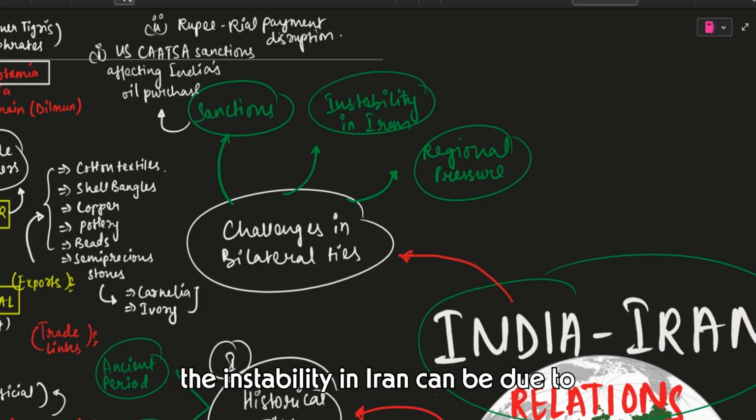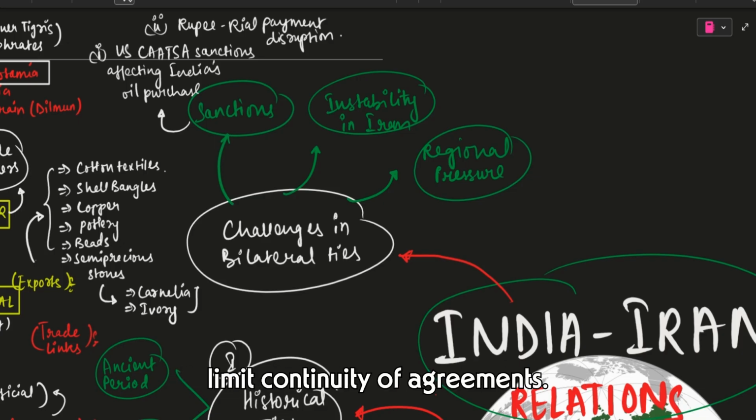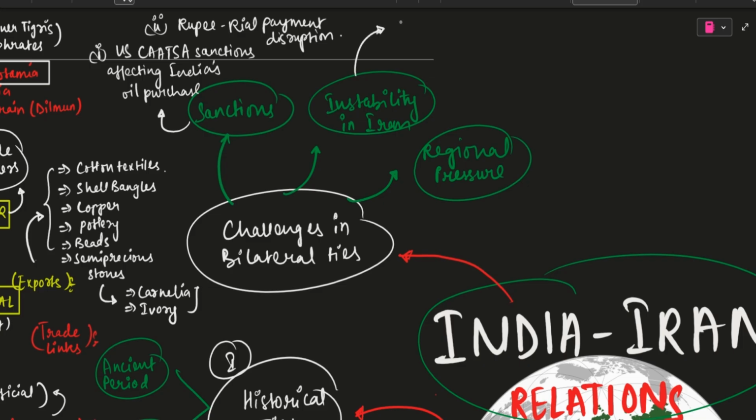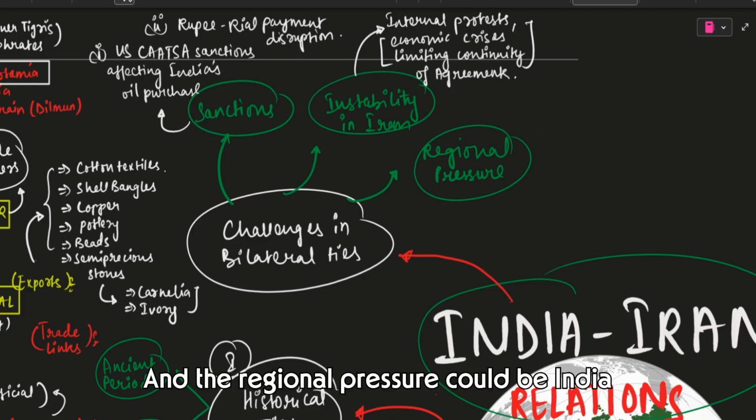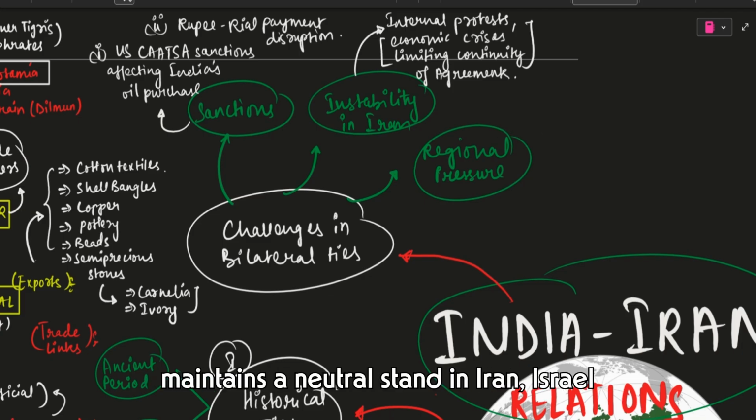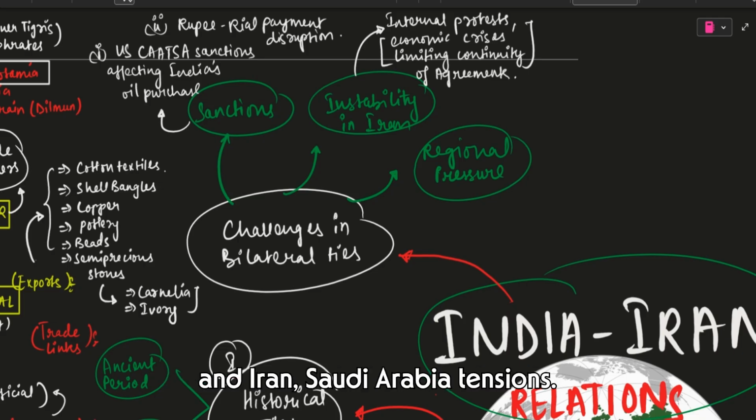And the instability in Iran can be due to internal protests and economic crises that limit continuity of agreements. And the regional pressure could be that India maintains a neutral stand in the Iran-Israel and Iran-Saudi Arabia tensions.